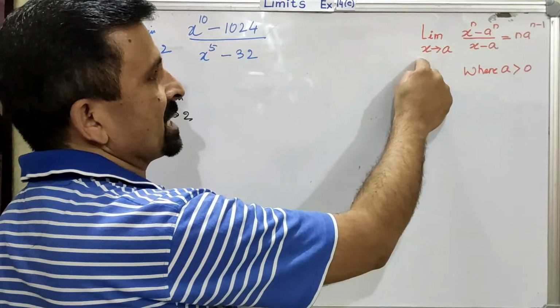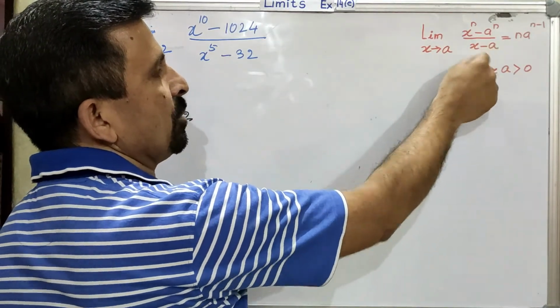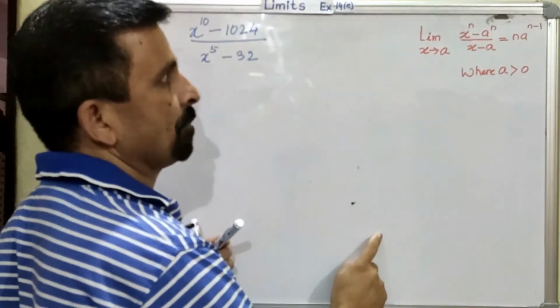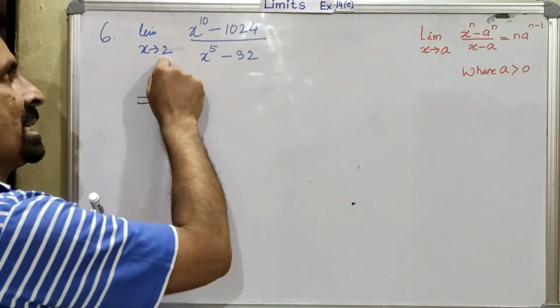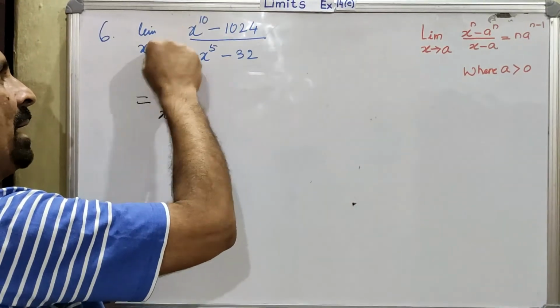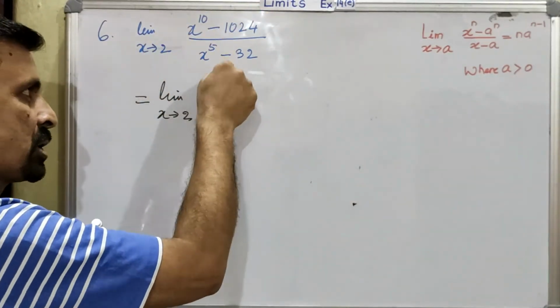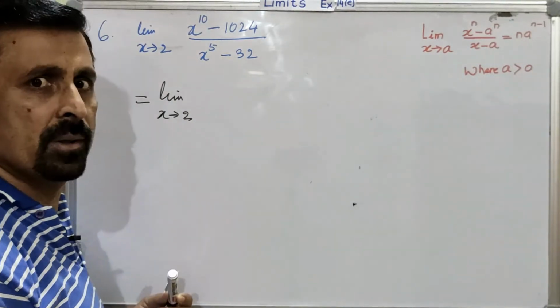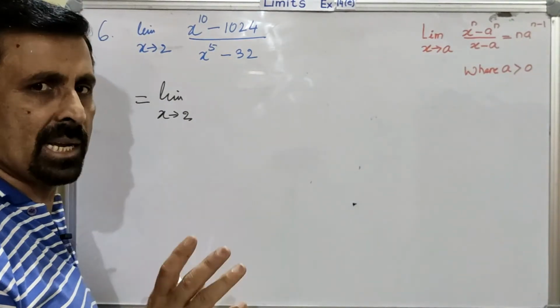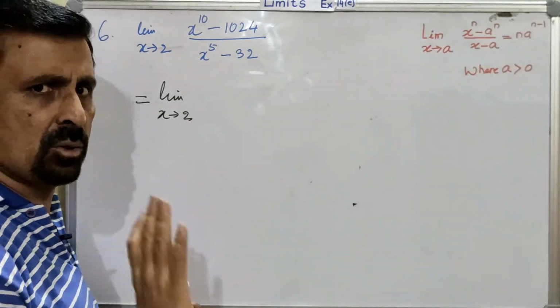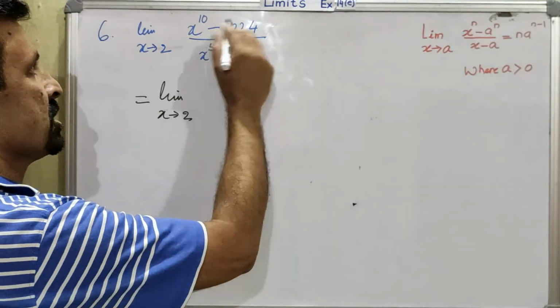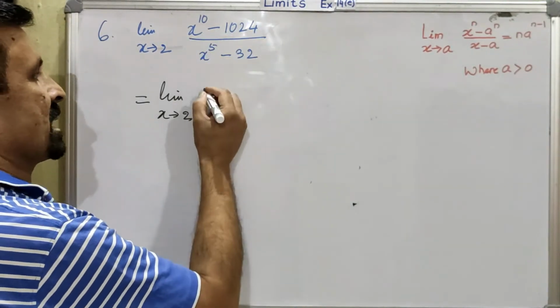Because if it is x tending to a, that means in the denominator you will have x minus a, right? Here it is x tending to 2, that means for the numerator we will have x minus 2, and for the denominator also we will have to introduce x minus 2. So that is why I am saying that this exercise questions are all very, very simple. There is no trick. So let us first of all express this in the exponential form.